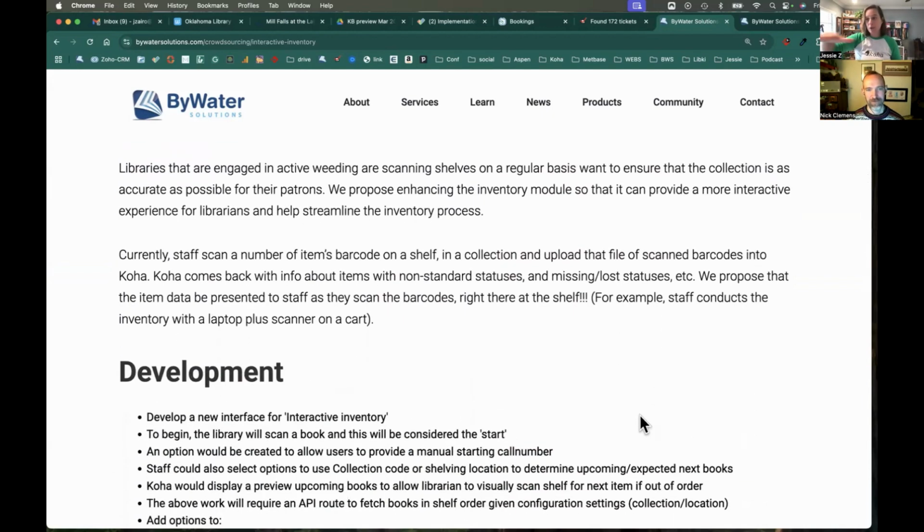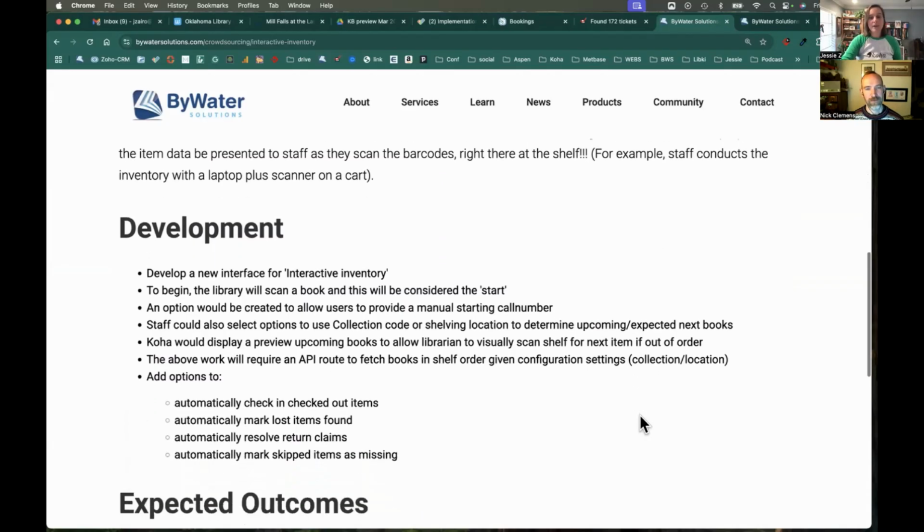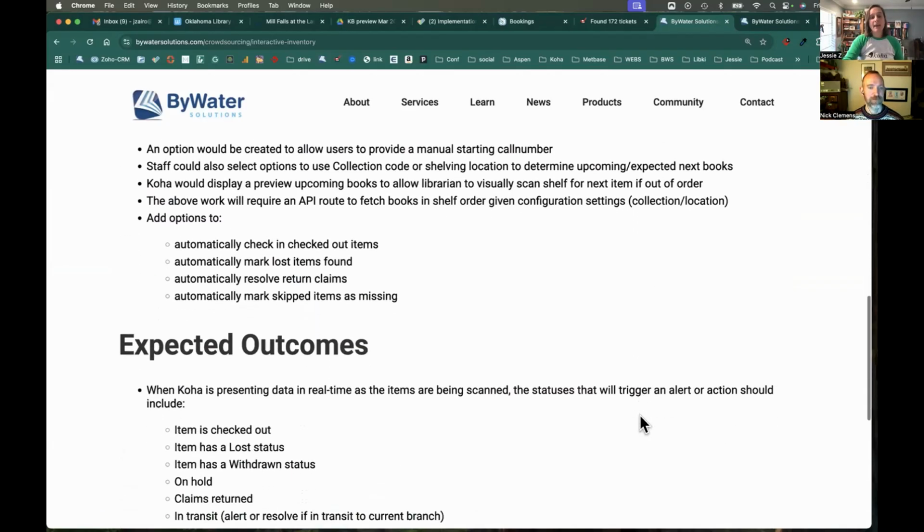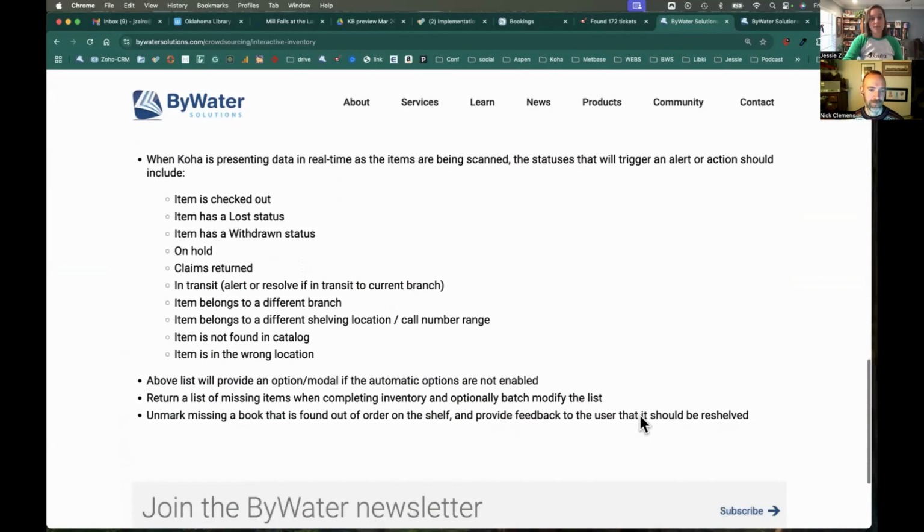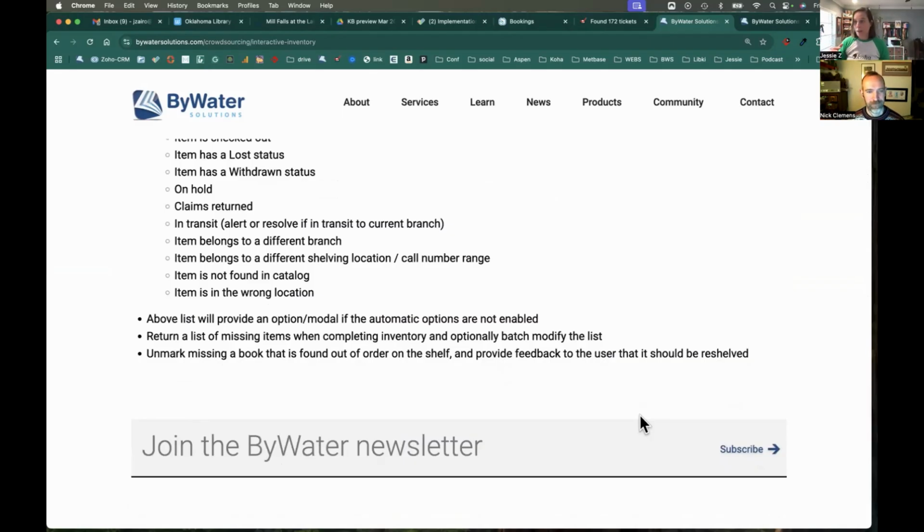It tells you what the current workflow is in Koha, what development would entail, and then what the expected outcomes are. And this is just a great way to kind of visualize or talk about what's happening.